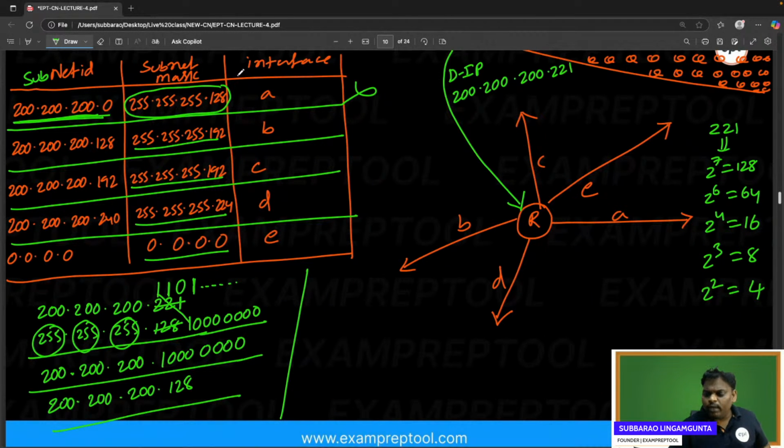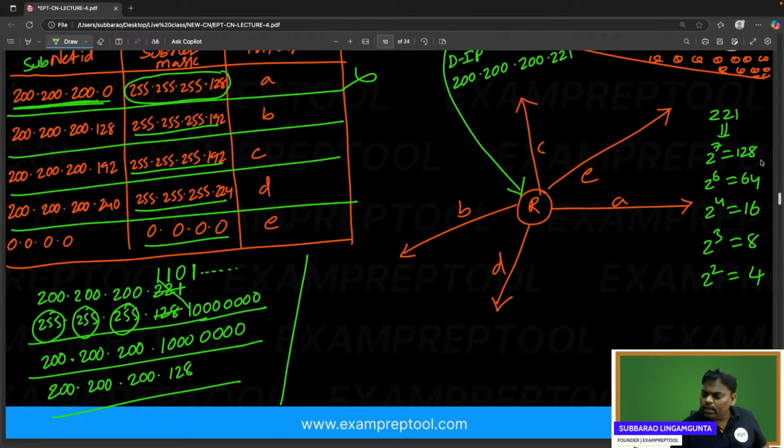Let me convert into binary format. So 128 plus 64, 192. 192 plus 8 is going to be 200. 200 plus 20, 220, plus 1, 2 power 0, 1. It is a binary number. So let's see the binary number.